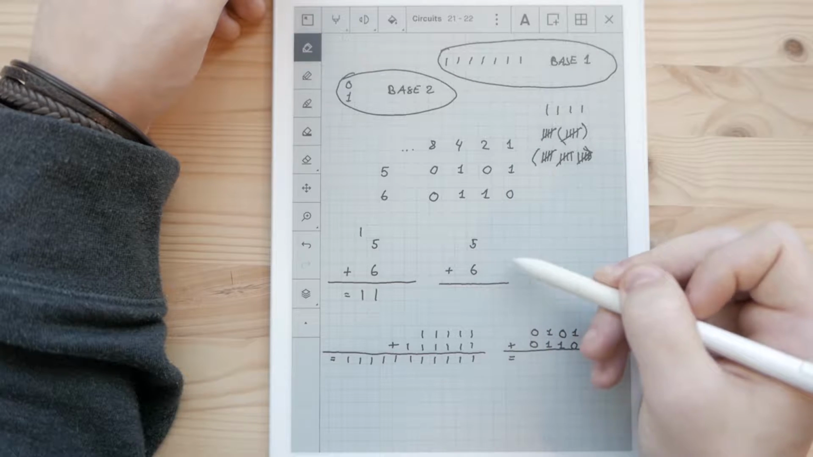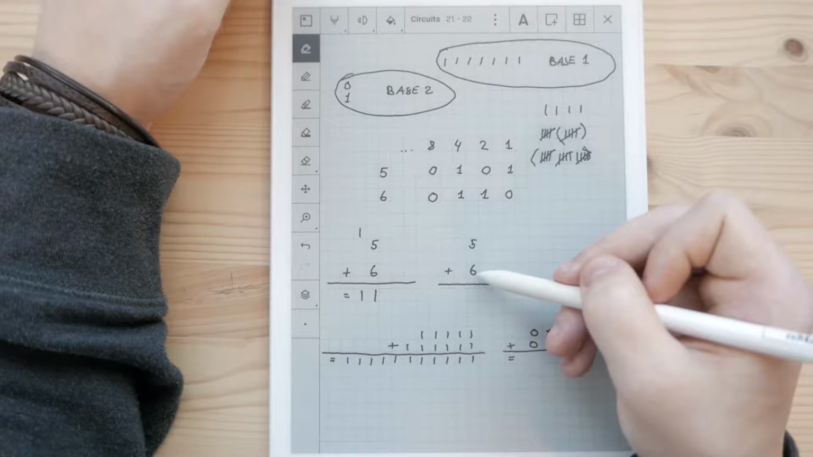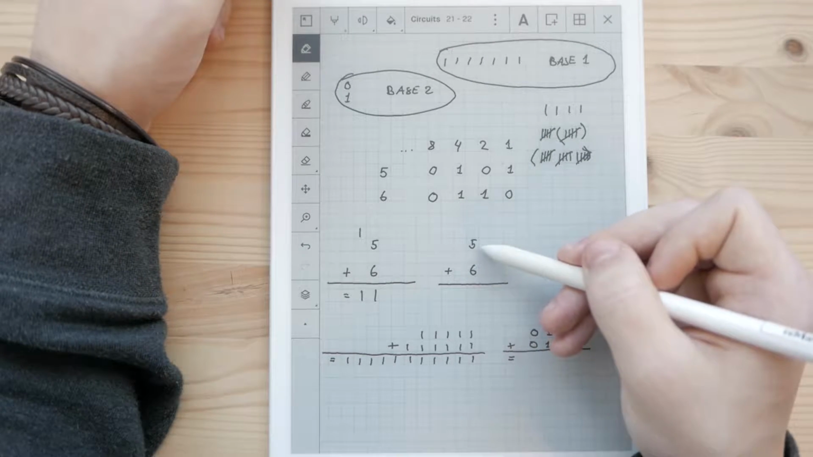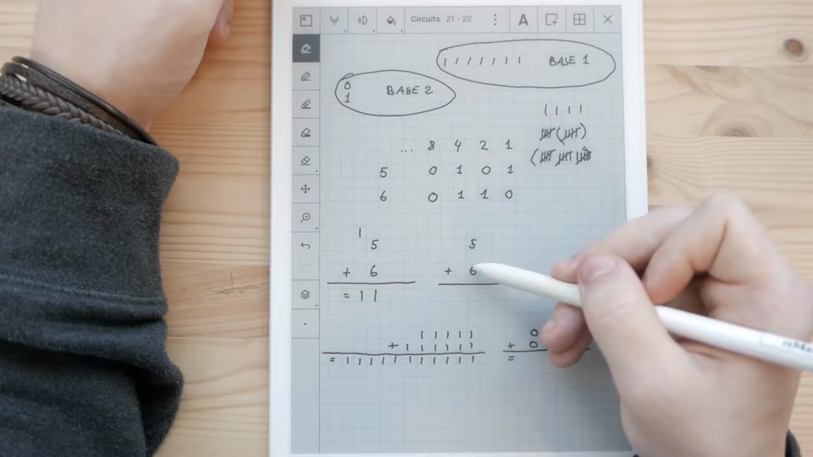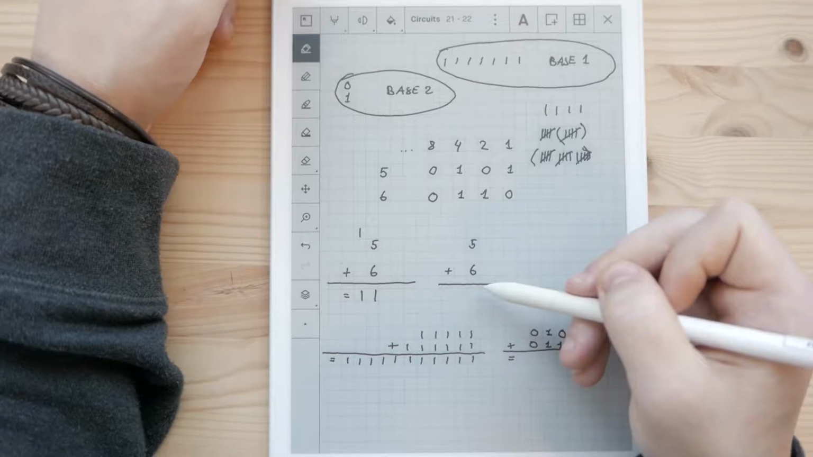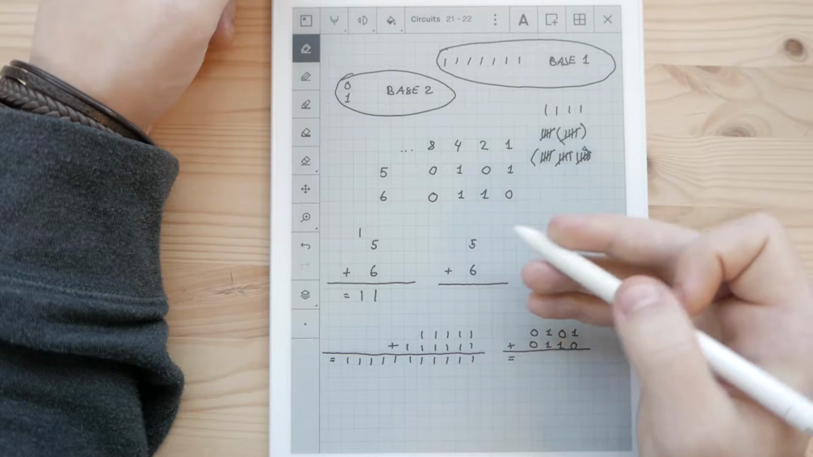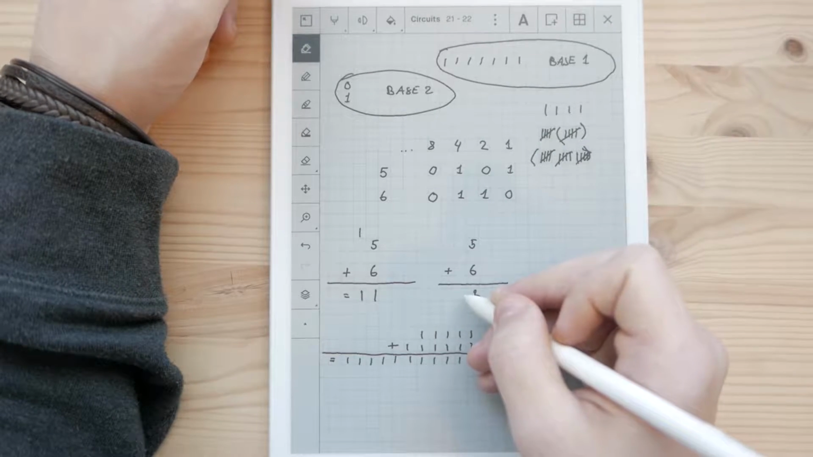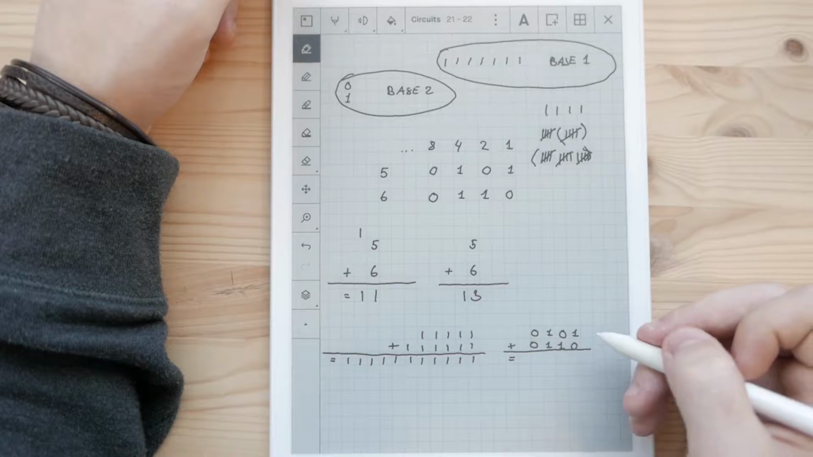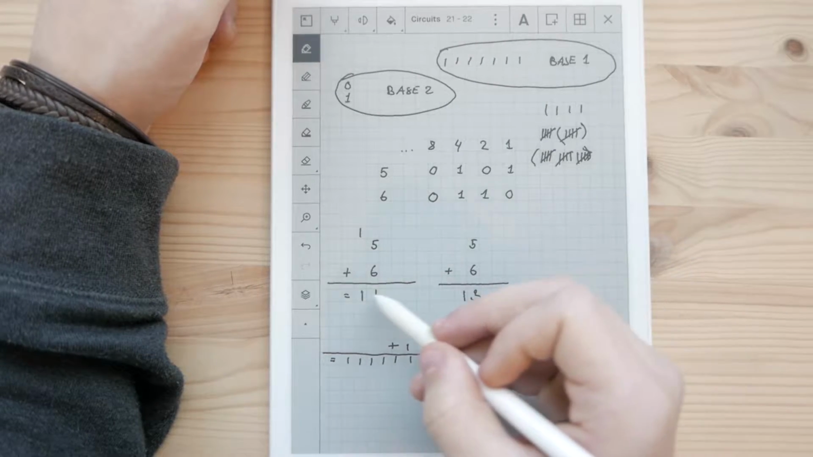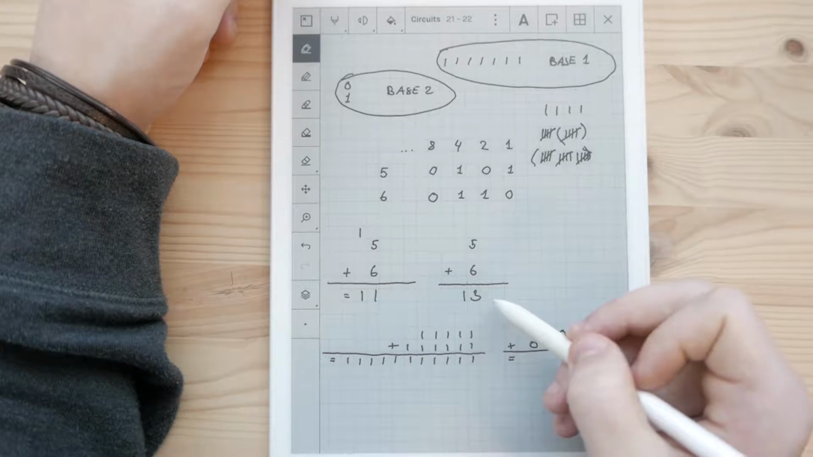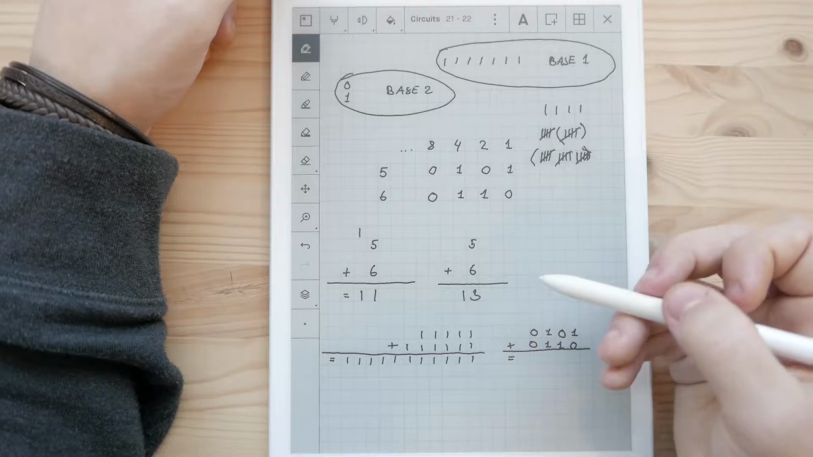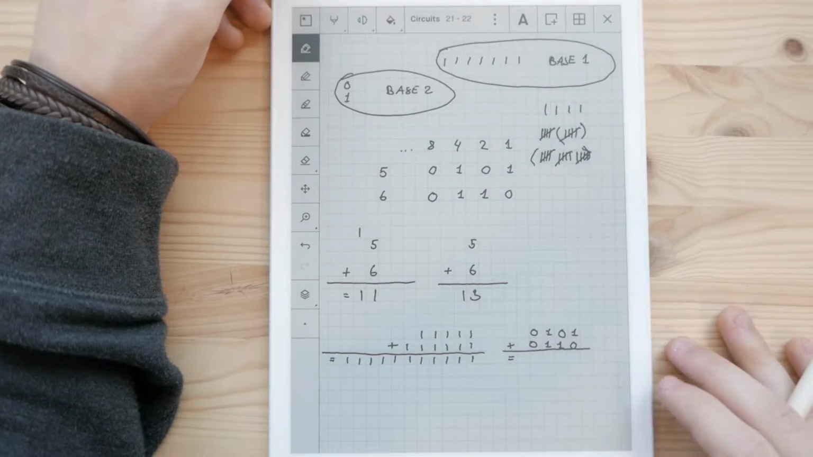Let's do it in octal. Okay, let's see. 5 plus 6 is 11, but that exceeds 8, right? So how much does it exceed 8 by? Well, that's 3, and then we'll have 1. So that is the number 11 in octal. You can't really call it 13, it's 1, 3, let's call it that.